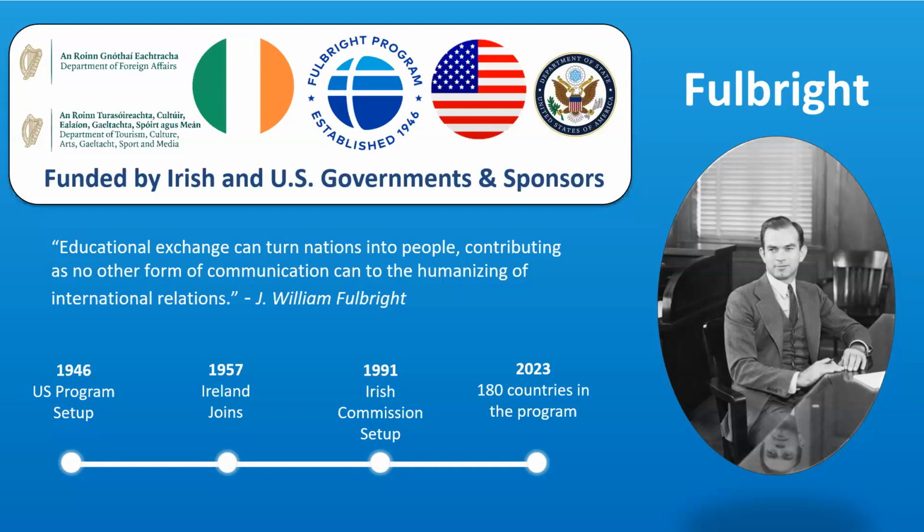In 1957, Ireland joined the program and we ran the Fulbright program through a different department. And in 1991, there was an agreement and a statutory instrument was set up to support the agreement between Ireland and the United States, and the Commission was set up then to run and to adhere to this agreement. So the Commission's full name is the Ireland-United States Commission for Educational Exchange, and we run the Fulbright program. So we're often known as the Fulbright Commission.